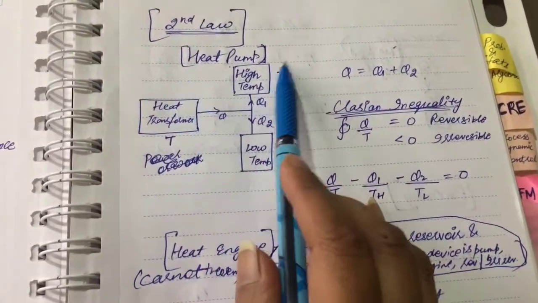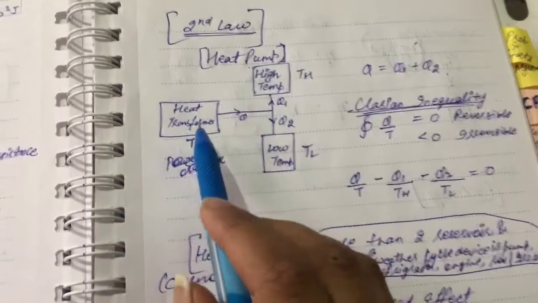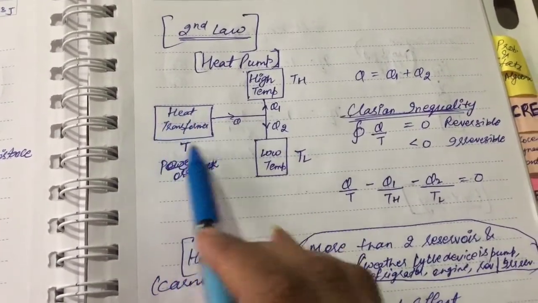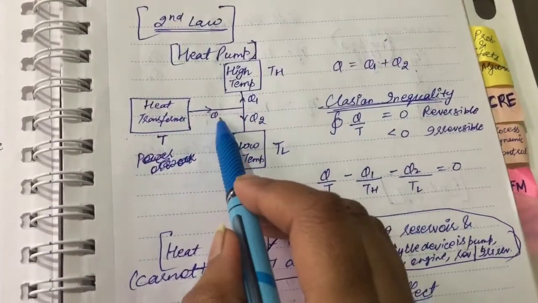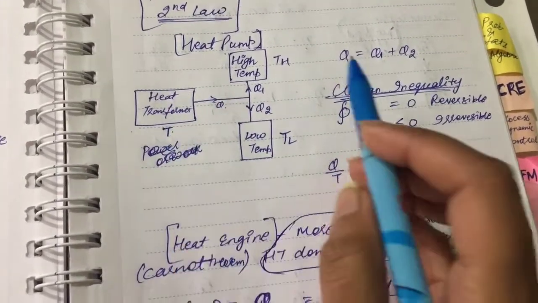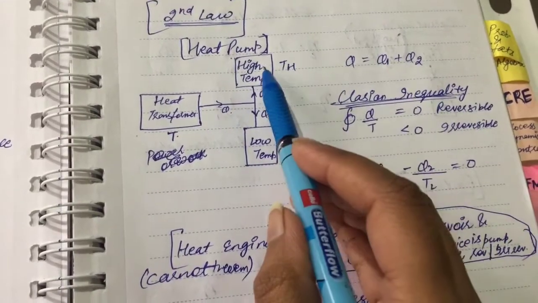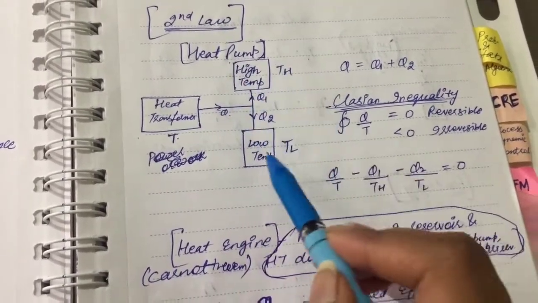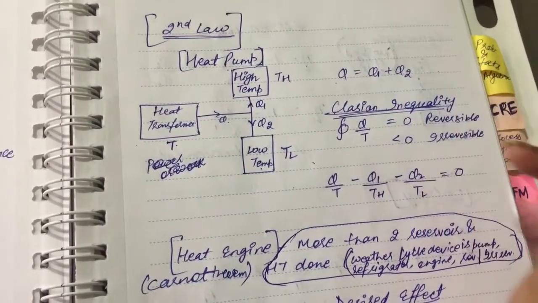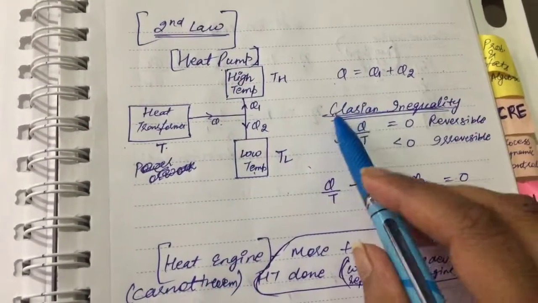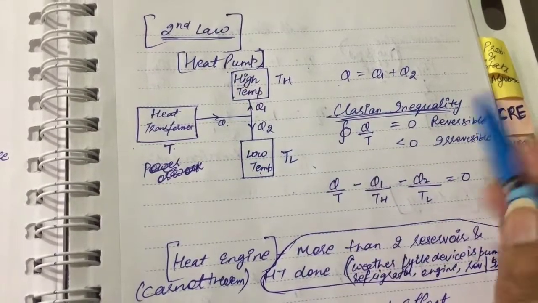So starting from heat pump, a heat transformer is providing some heat Q. It is at temperature T, and two reservoirs are there at high temperature TH and low temperature TL. So net Q would be Q1 plus Q2, and this heat pump is based on Clausius inequality.